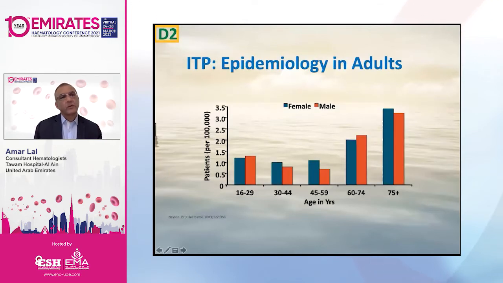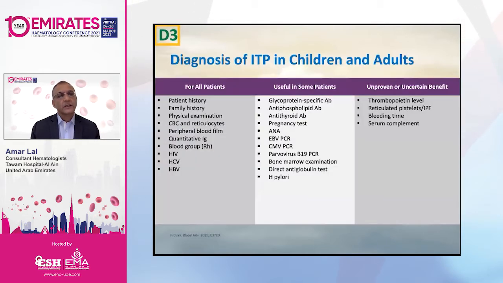D2, demographic. The demographic here, you can see it starts from younger age to older age and is equally distributed in both genders. D3, diagnosis. The diagnosis steps are the same: first history and physical, then peripheral smear, and then you check infective processes, HCV, HBV, HIV, and H. pylori. And then, useful in certain circumstances, you do antibodies like ANA and antithyroid antibodies, and you see some PCR for parvovirus. Unproven benefit is thrombopoietin level, bleeding time, and serum complement.